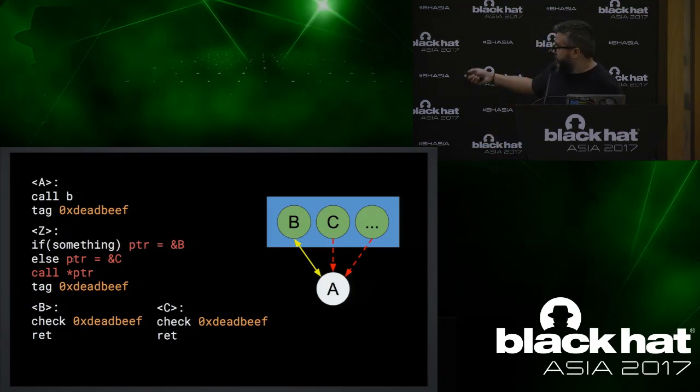So this is basically source code that describes the situation. You have a function A which calls B, then you have a tag here. And you have another function that can call both B and C through a pointer. And it must have the same tag here because this tag will be checked when these functions return, right? So both B and C must check the same tag because they both must return here. But this is a direct call to B, even though C can still return there, right? This is something that we wanted to prevent because this is an unnecessary relaxation of our scheme.